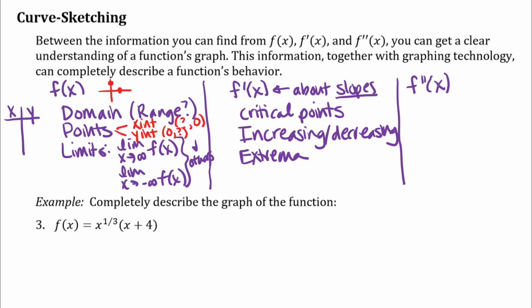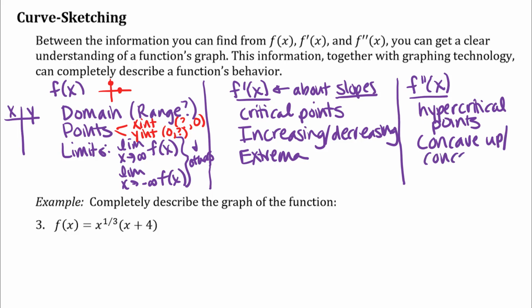From the second derivative, remember that the second derivative is really about concavity. And so we find what we have been calling hypercritical points or hypercritical values. Our book does not use that. And then we can tell where the function is concave up or concave down. And if the hypercritical points are places where the concavity changes, then they are actually inflection points.